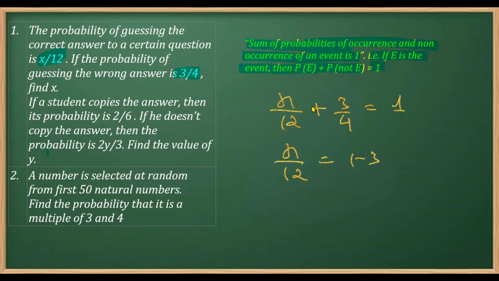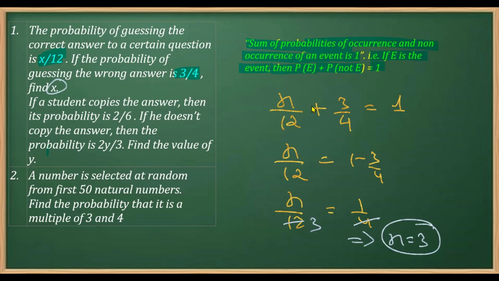So it's 1 minus 3 over 4. So this is x over 12, taking LCM, 4 minus 3 is 1, 1 over 4. We can reduce it, and by cross multiplication, x comes out to be 3. This is what we have to find in the first part.